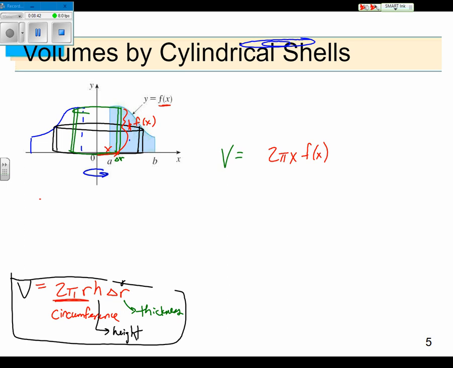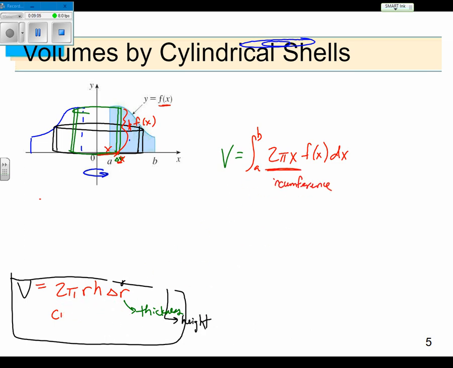And the idea is that this delta r is going to be so small, and we're not dealing with r anymore, so my delta x is going to be so small that I can just call it dx. And what I'm wanting to do is evaluate that from the same a and b that I had last time. Okay? So I still have my circumference right there. I still have my height right here, and I still have my thickness right there.